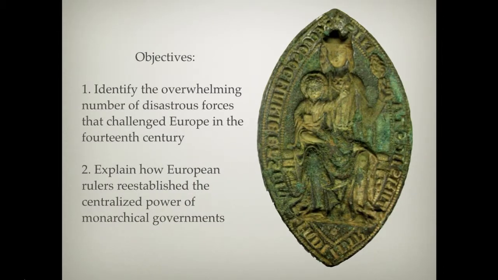So just to kind of recap then, the objective was, one, identify the overwhelming number of disastrous forces that challenged Europe in the 14th century: Black Death, Avignon papacy and papal conflict, and the 100 Years' War. A tumultuous time, to be sure. And the second, explain how European rulers reestablished the centralized powers of monarchical governments. For that one, take a little closer look at the reading, and of course that will be explored through the 100 Years' War and that attempt to establish massive new monarchical governments.